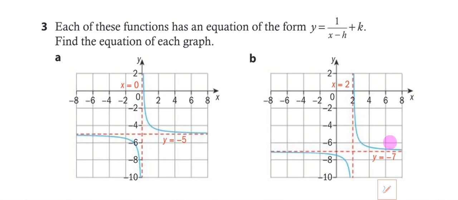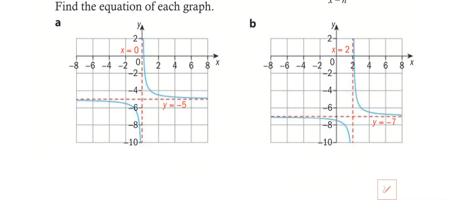Let's look at the next type of question then, just doing things the other way around. Each of these functions has an equation of the form y equals 1 over. That's important in this case, because there's not going to be any terms of stretch involved. So 1 over x minus h plus k, find the equation of each graph. So the fact that it's 1 over is quite important. So in this case, we've got y equals 1 over. How do we identify it? We do the opposite to what we did before, which was we put in the asymptotes and then draw a graph. So this time we want to identify where the asymptotes are and what that means.